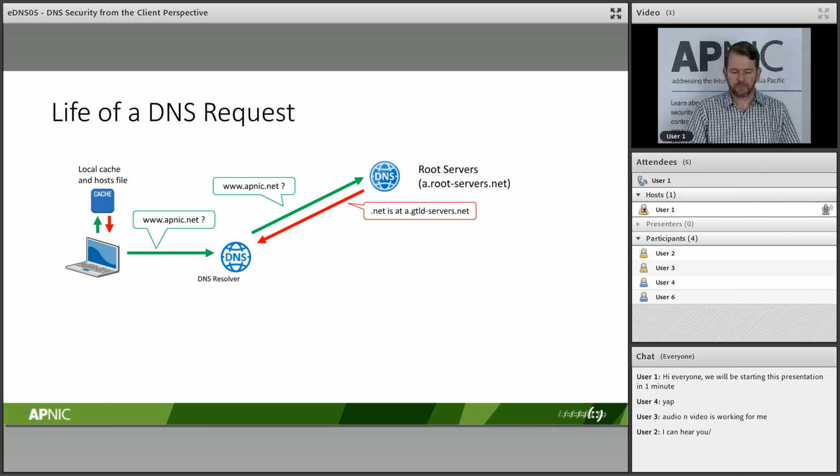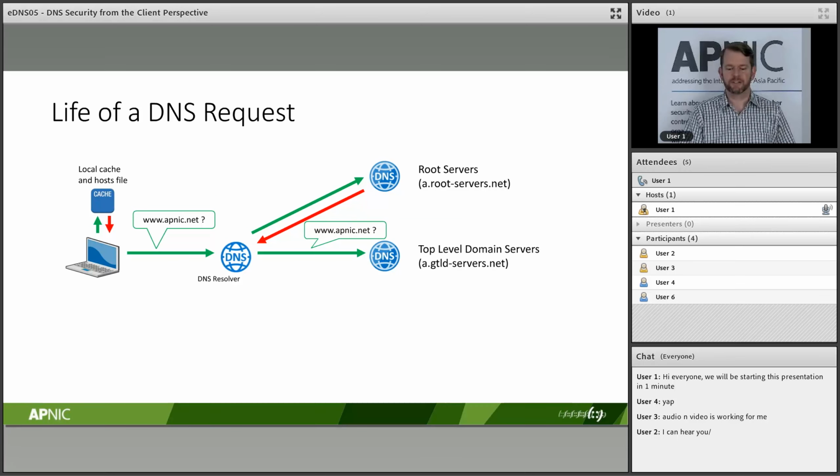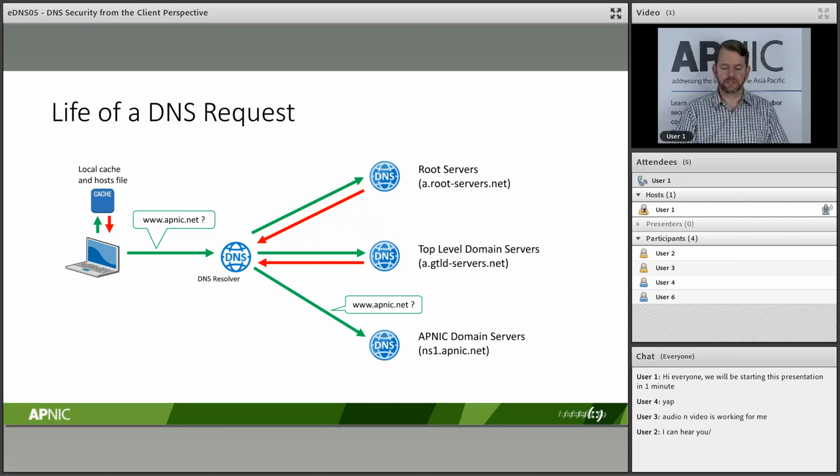So from here, the resolver makes a new connection to the gTLD servers saying, I need the IP address for www.apnic.net, and it will return saying, I don't know about the full address, but I do know that everything ending with apnic.net is served by ns1.apnic.net. The resolver then makes an additional connection to ns1.apnic.net. It says, I want the IP address for www.apnic.net, and it finally returns the IP address.